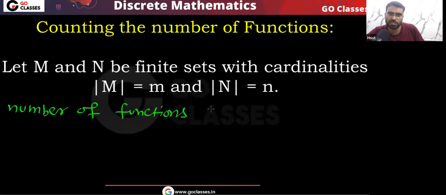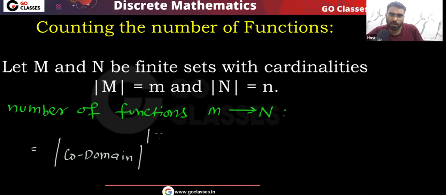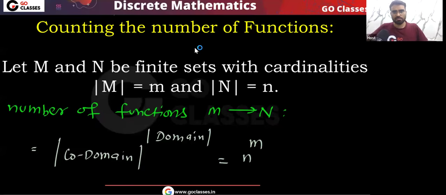Number of functions from m to n. So that will be codomain cardinality power domain cardinality. Okay, codomain cardinality power domain cardinality. Yes or no? So this is your answer. Is this clear? This is the number of functions.